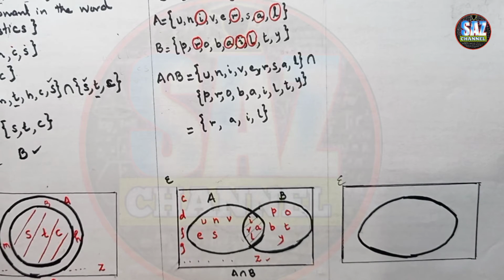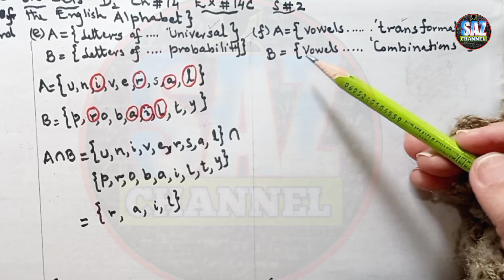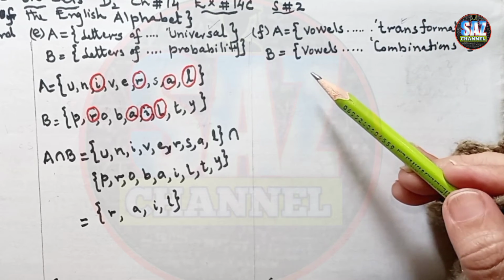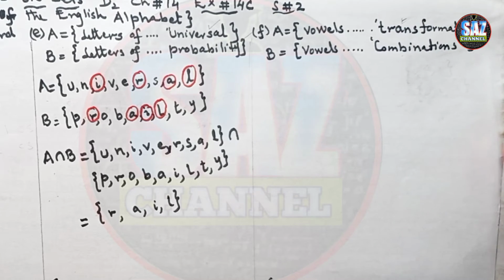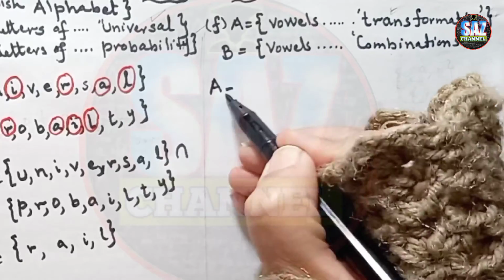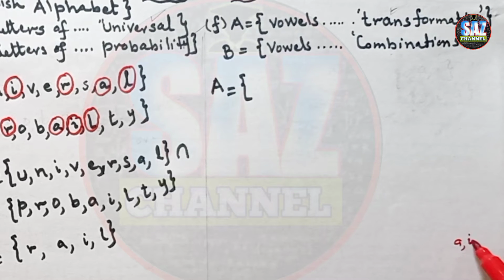I hope you are clear about this question. And let's move to F part of the question. Set A for this situation is the vowels in the word transformation, and set B is the vowels in the word combination. First of all, I have to write the elements of set A, and I have to pick up vowels from transformation. We know that the vowels are A, E, I, O, and U.